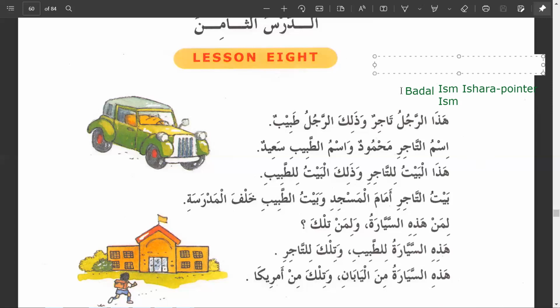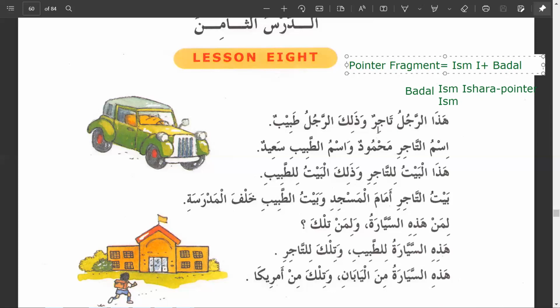The pointer fragment is composed of ism ishara plus badal. So pointer fragment is what? Ism ishara, or pointer ism, plus badal. And badal is also known as mushar ilay. In the beginning it seems difficult, but if you say badal, then it's also okay. Badal or mushar ilay.